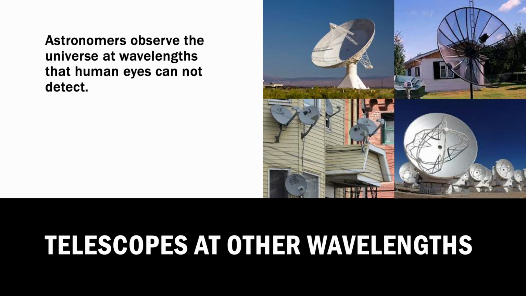Telescopes at other wavelengths. Astronomers observe the universe at wavelengths that human eyes cannot detect. Pictured here are different types of radio satellites. For all telescopes, the goal is to bring as much radiation in as possible to a focus. Infrared and ultraviolet radiation can be focused by mirrors in much the same way as visible light.